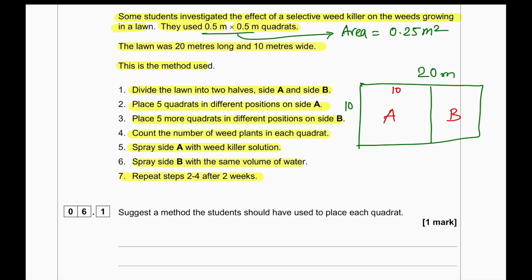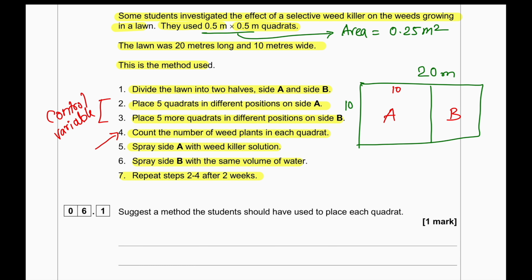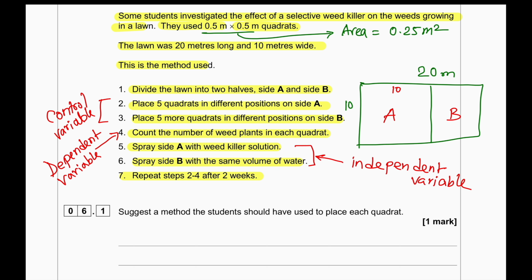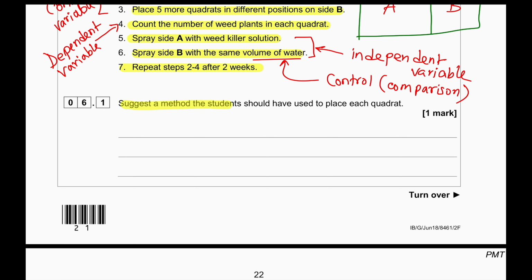So the student has tried to keep the number of quadrats equal. So this one is a control variable. The student counted the number of weed plants, which is our result, so it will be the dependent variable. The student sprayed side A with weed killer solution and side B with water. This is our independent variable. And the reason why we are using water is because we want to keep a control so that we can do comparison.